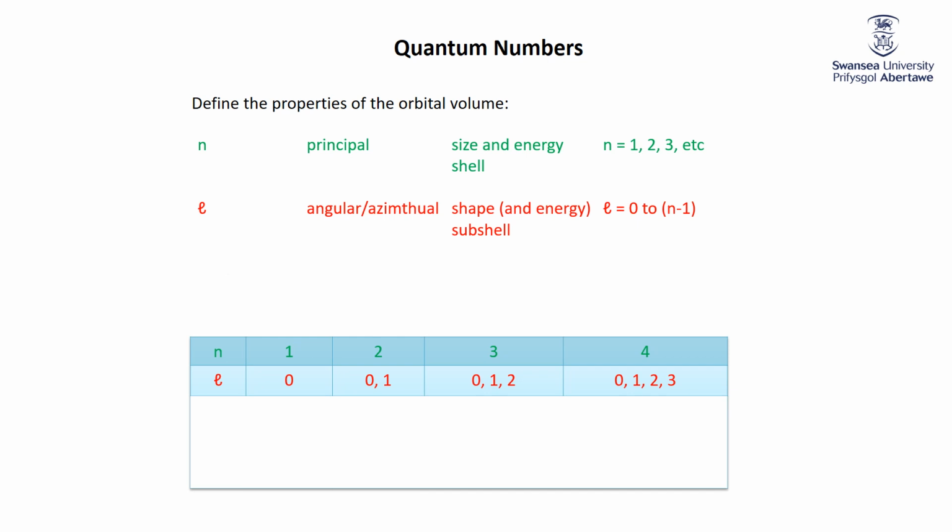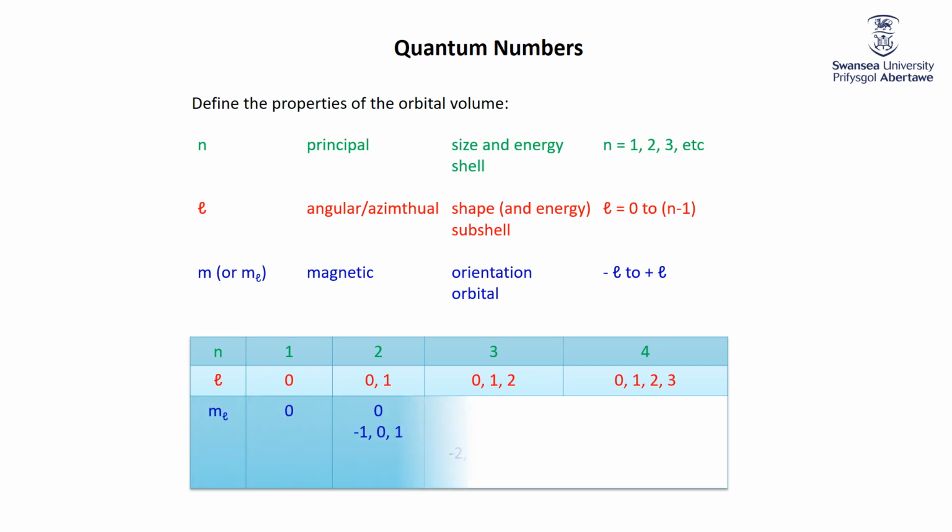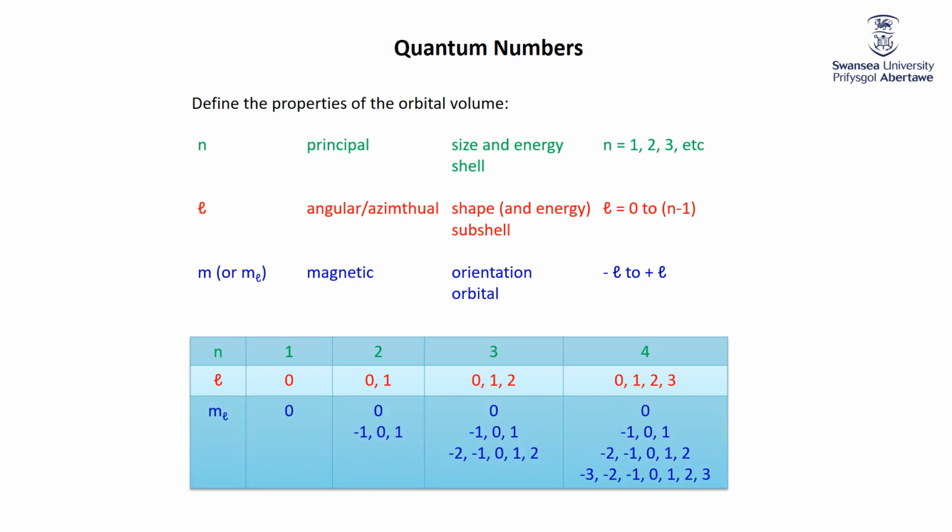Now the last quantum number we're interested in right now is m, or sometimes you'll see it as m subscript l. This is the magnetic quantum number. This tells us about the orientation of the particular orbital. It's actually what helps us define the orbital. To define any particular orbital, we need all 3: n, l, and m. And again, the values of m are limited by the values of l. m can only go from negative l to positive l.